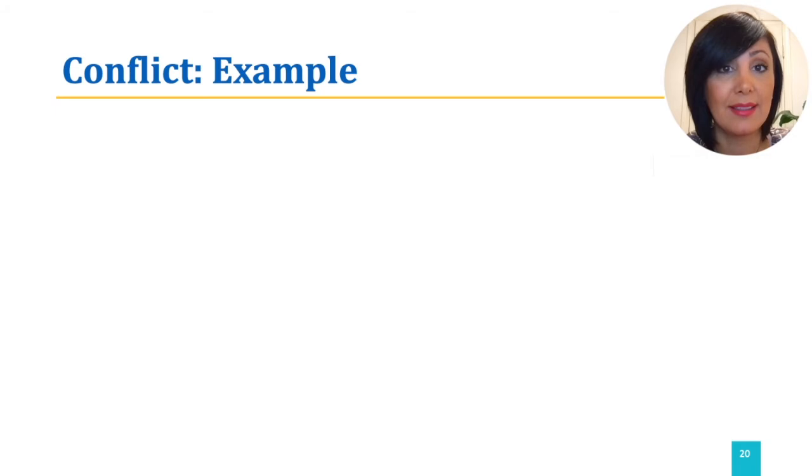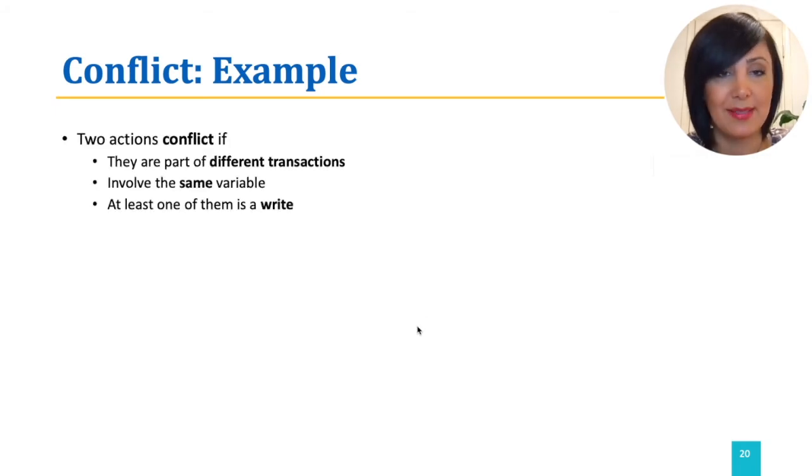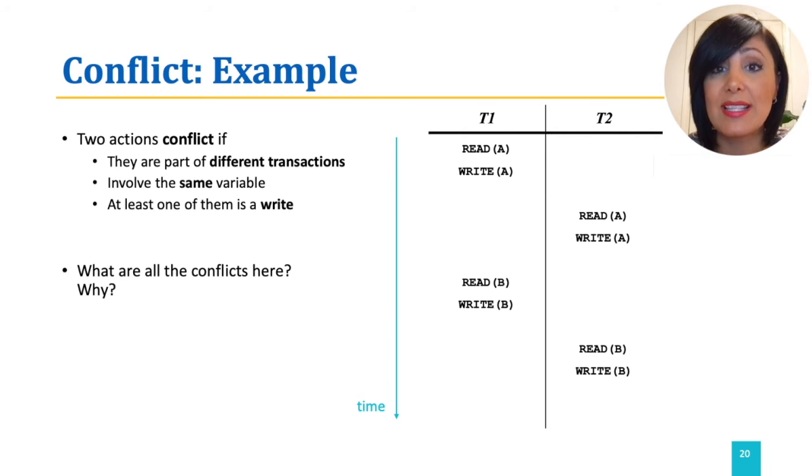Two actions conflict if they have the following 3 conditions. First, they are part of different transactions. Second, they involve the same variable. And third, at least one of them is a write action. Let's see an example. We have transactions T1 and T2. Transaction T1 has read A and write A, then read B and write B. And if we consider the y-axis as time, increasing when we move down in our column, they happen in time in the shown order.